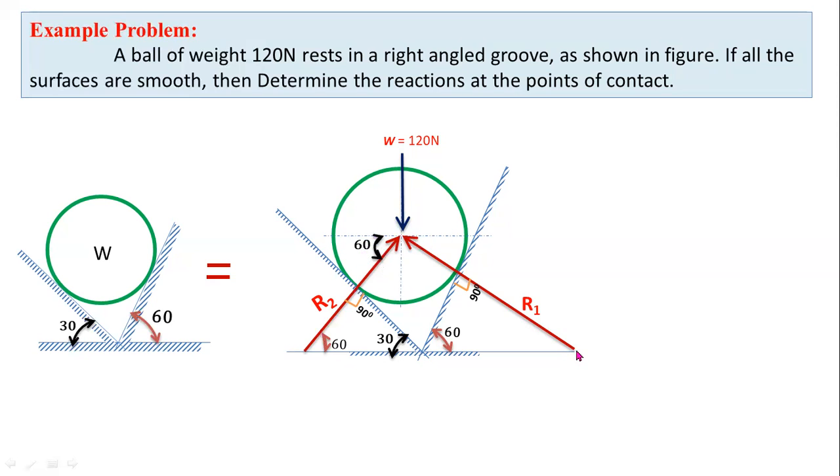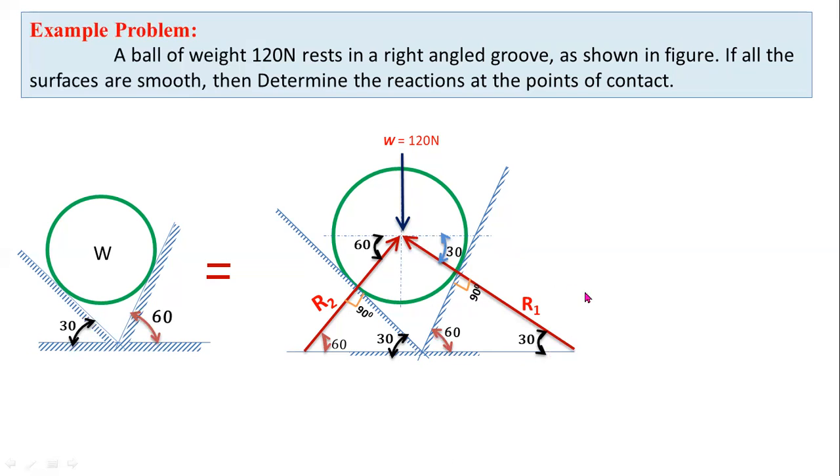In a similar way, here you can observe this one is also a right angle triangle. Here the angle is 90 degrees, here the angle is 60 degrees, so the remaining angle for this corner is 30 degrees. You have to consider the same angle here. So these two are equal, since this is a horizontal line and this one is also a horizontal line. Now this reaction force R1 makes an angle of 30 degrees with respect to this horizontal reference line.